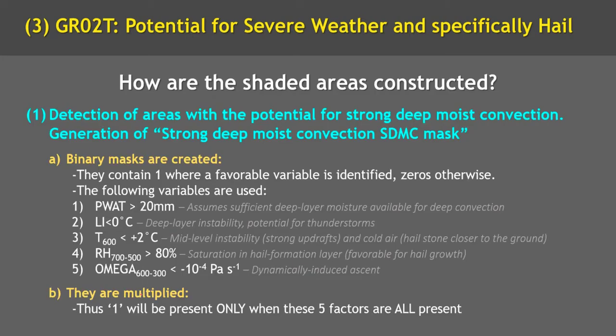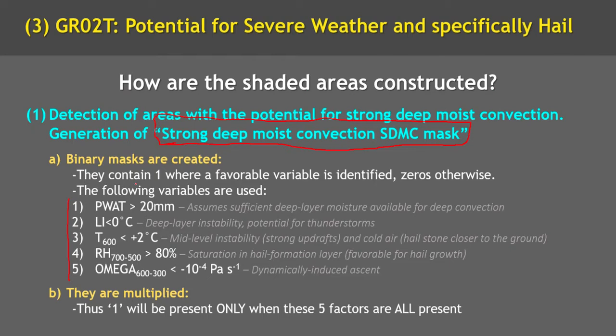Okay, so how are the shaded areas constructed for these algorithms? Again, you'll have this presentation, so I'm just going to try to go a little bit faster with that. First, we define something that we call a strong, deep, moist convection mask. We look at 5 parameters that will tell us if there's potential for deep moist convection to develop. The 5 parameters that we've been playing around with and ended up deciding were useful are these 5.